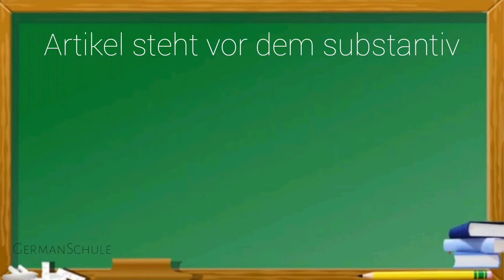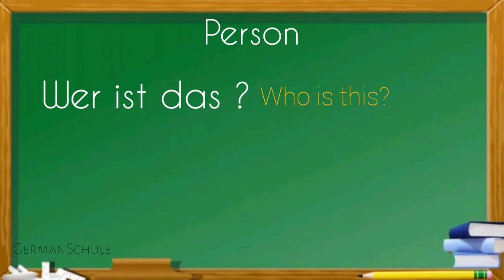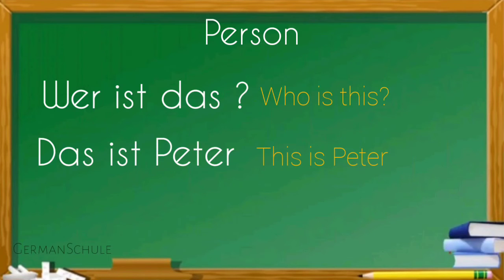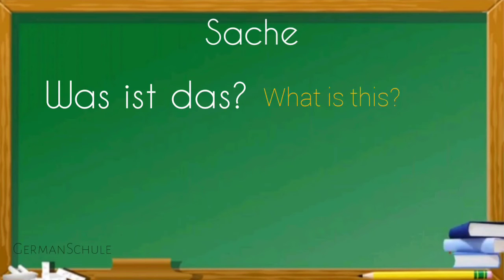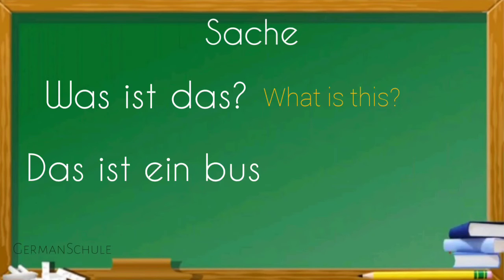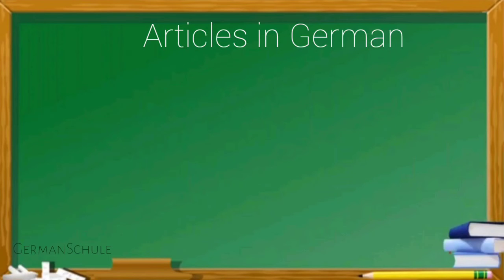Let's look at an example for person and Sache. Wer ist das? Who is this? Das ist Peter. Look at another example with a thing. Was ist das? What is that? Das ist ein Bus. Basically, the questions with wer and was help you to identify the nominative. The article.